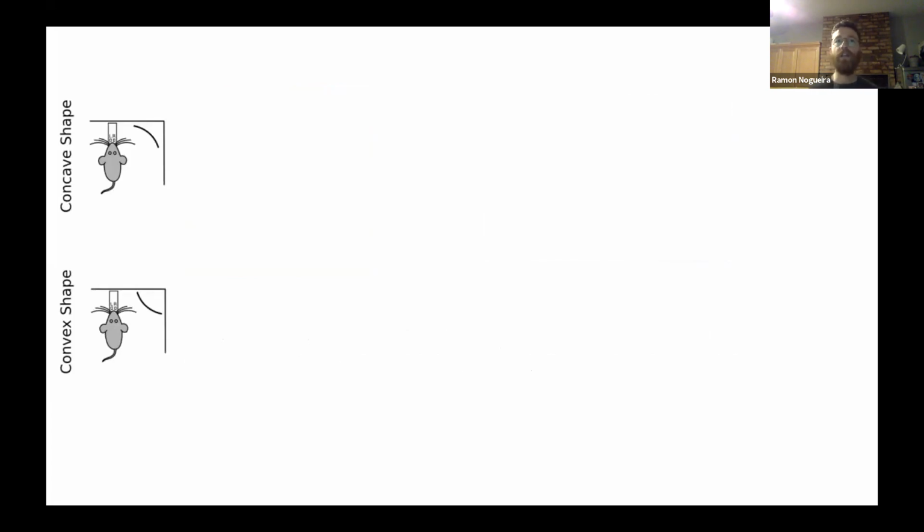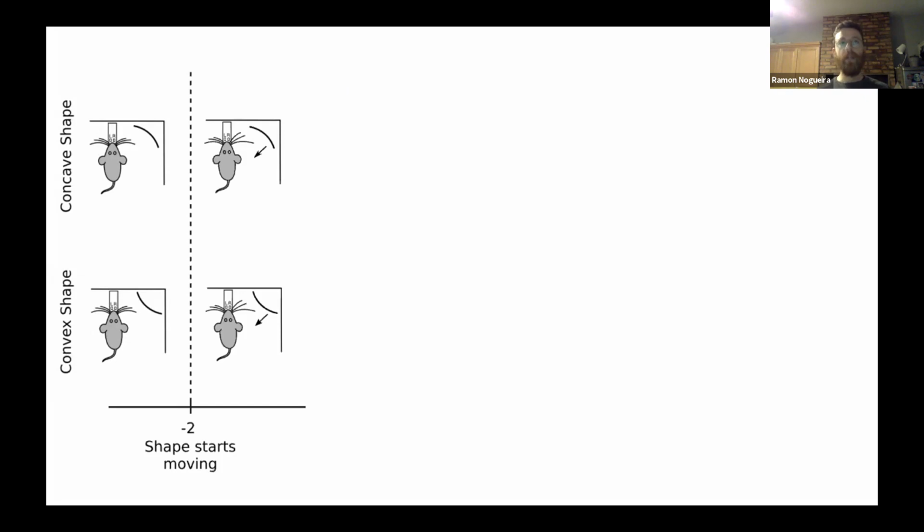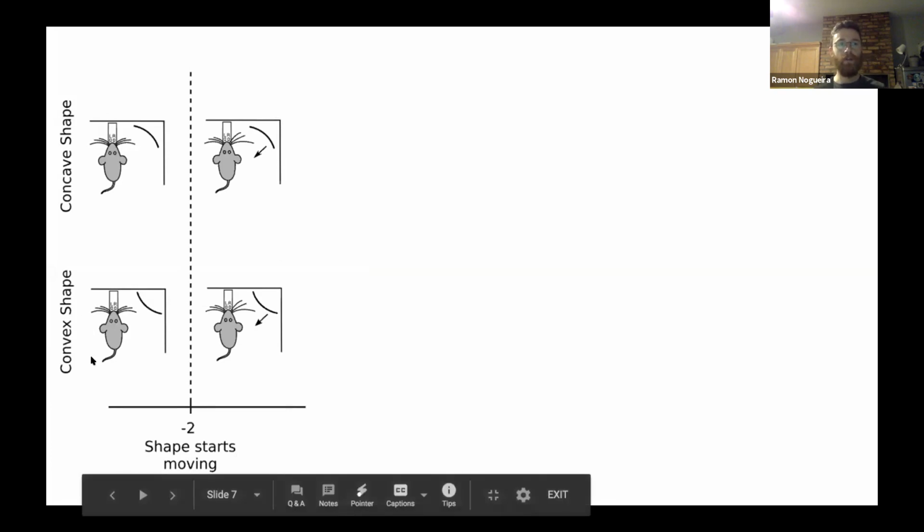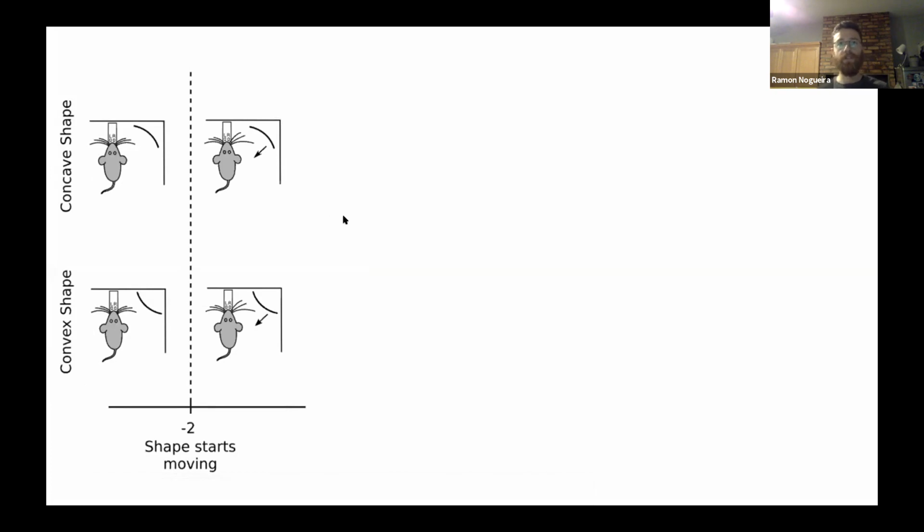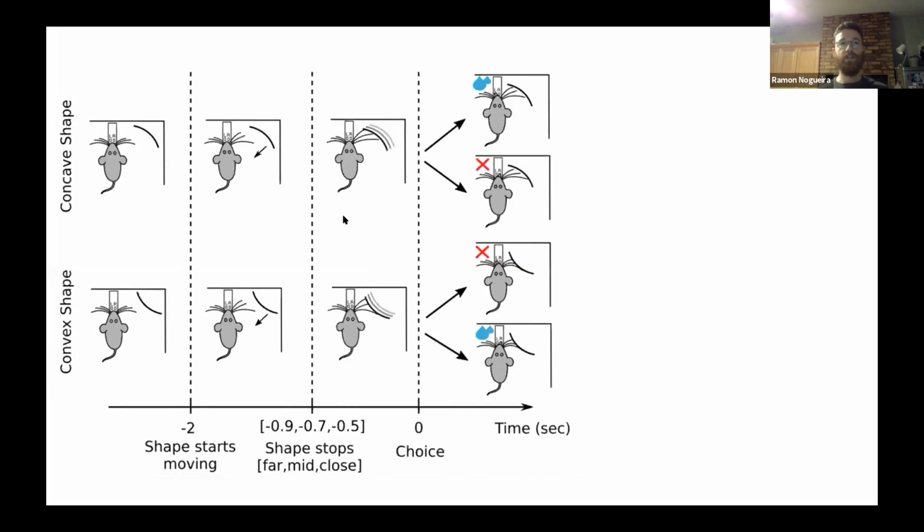So in this study, head-fixed mice were trained to perform a discrimination task by whisking in the dark. They were asked to discriminate between a concave and a convex shape by freely sampling these objects for 2 seconds. In particular, the time course of the trial was the following. A concave or a convex shape started moving towards the animal at t equals -2 seconds. And this shape would start at 3 possible distances: far, medium, or close.